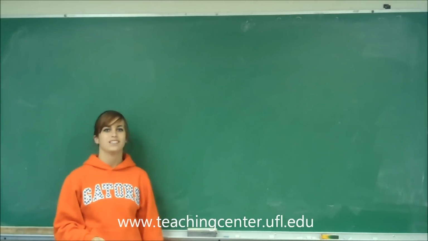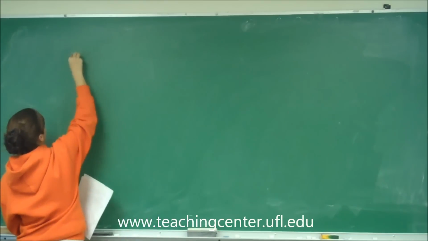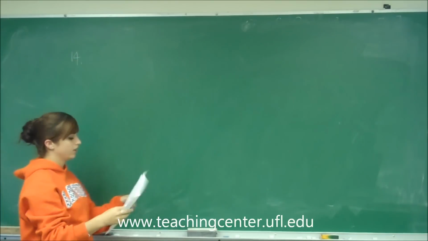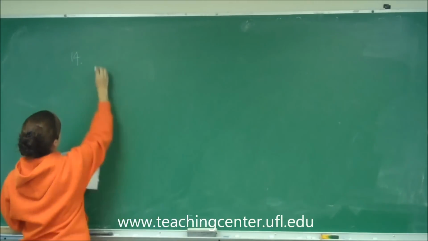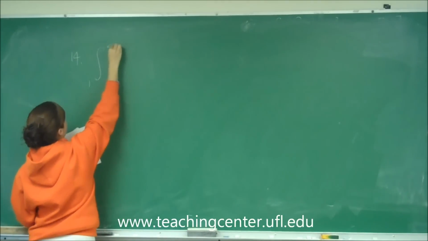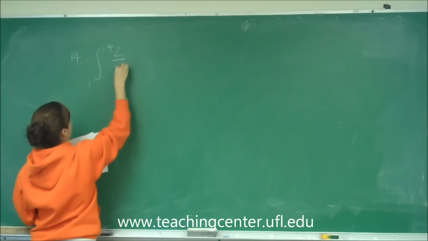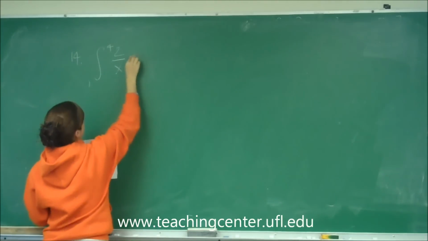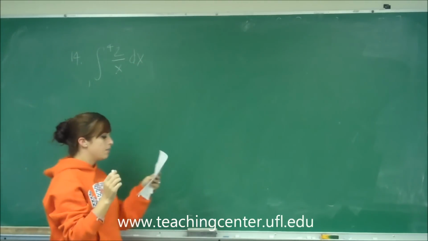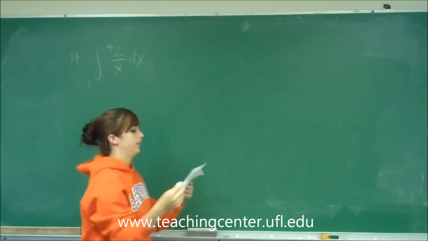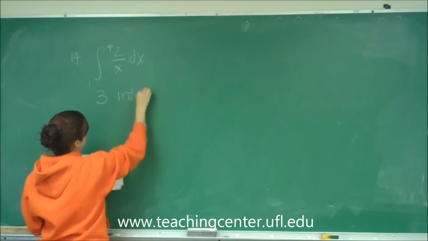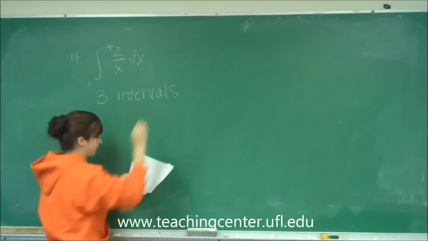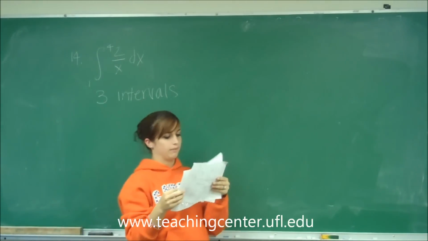This is number 14. So it says to approximate the value of the integral from 1 to 4 of 2 over x dx by finding a Riemann sum with 3 subintervals, 3 intervals of equal length using midpoints.